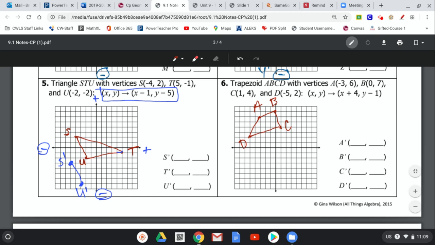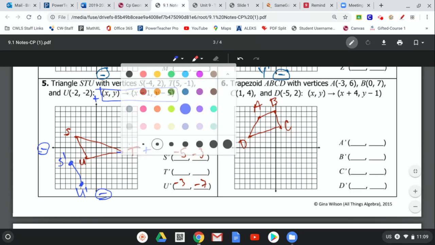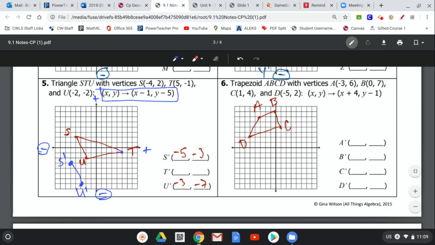All right, guys, so we're finishing up problem number 5 here. Let's find the coordinates for s prime and u prime. So s prime is going to be -5, -3, and then u prime is going to be -3, -7, okay? And so our last one that we have to solve here is t, and we're finding t prime. So again, we're going to the left one and then down 1, 2, 3, 4, 5. Okay, so that's going to be t prime right there.